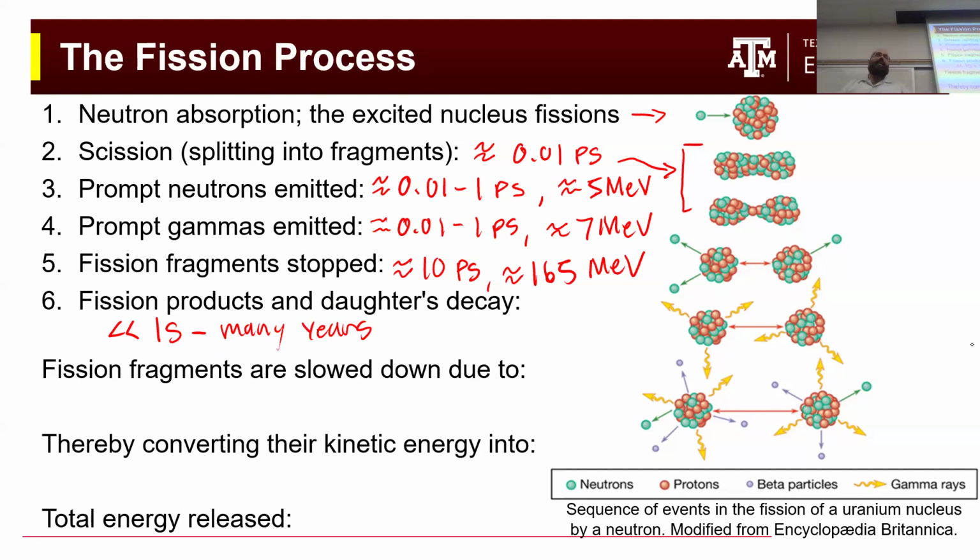Some of those nuclei decay relatively quickly. Other ones take a long time to decay. And so that relates to our considerations about how we store spent nuclear fuel and things like that. And these fission products and daughters decaying are contributing about 25 to 30 MeV of the total fission energy. And I already said those fission fragments slow down due to the Coulombic interactions.